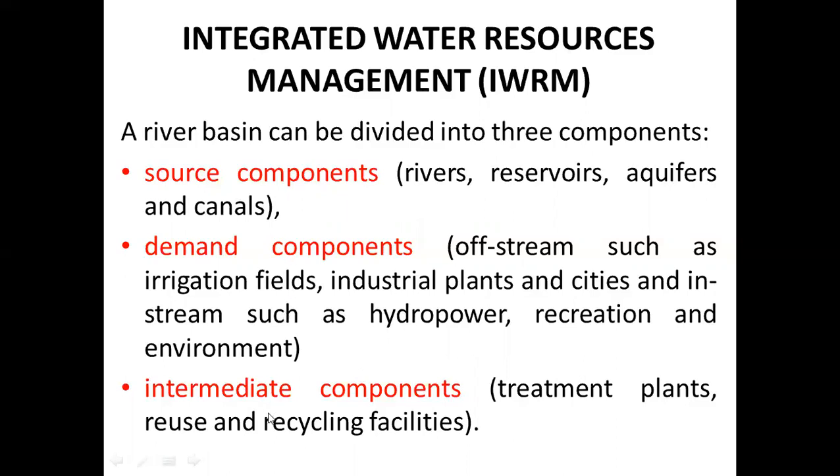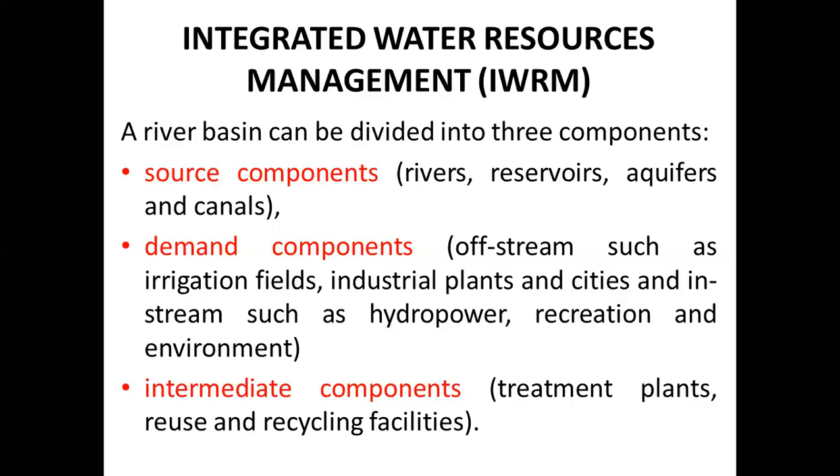So first is the source component. The source component includes rivers, reservoirs, aquifers, canals, lakes, ponds. So this is nothing but where the water is available, and in which place it has been stored. That is called a source. The next thing is the demand component.